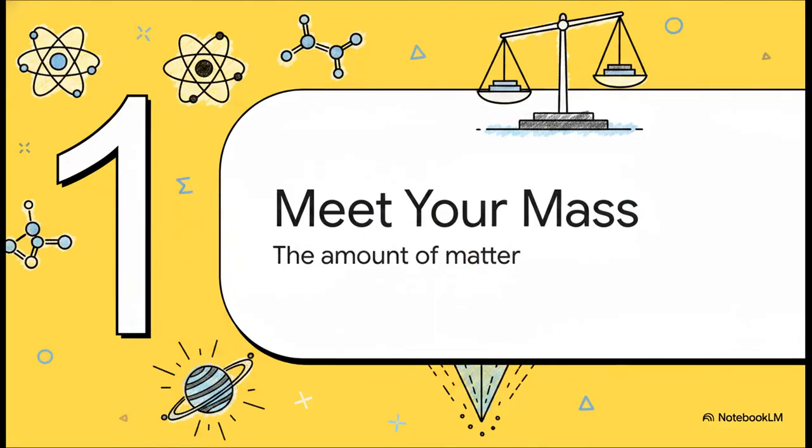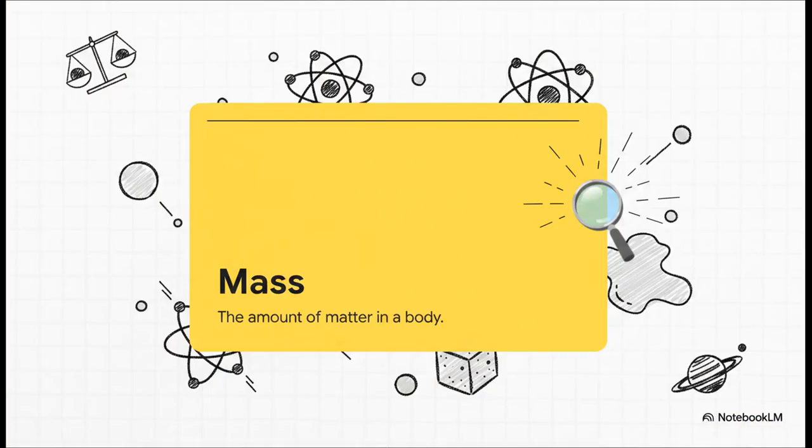Meet your mass, the amount of matter. Mass is, quite simply, the amount of matter in a body. The crucial point to remember here is that mass represents the absolute physical stuff. It's the atoms, the molecules, the tangible reality of a thing. It doesn't care where it is in the universe. It's literally just a measure of what is actually there.